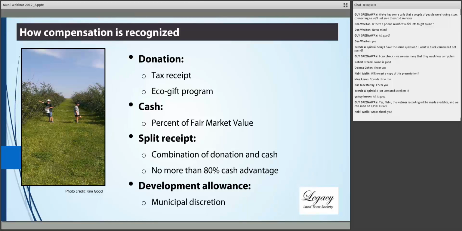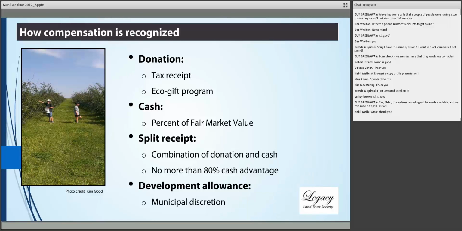So in a case where the conservation easement is donated outright, the landowner is eligible to receive a tax receipt. They can also participate in something called the Eco-Gift program. That's a federal program that gives beneficial tax treatment to the landowner, and they can have up to 10 years to use their tax receipt, and they get a capital gains exemption on the value of that tax receipt. Not every land trust and not every landowner and not every property qualifies to go through the Eco-Gift program, but when they do, it can be very beneficial to the landowner.